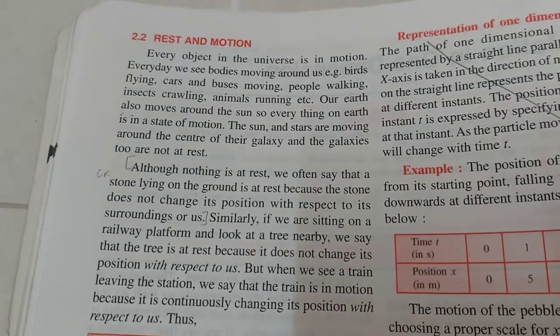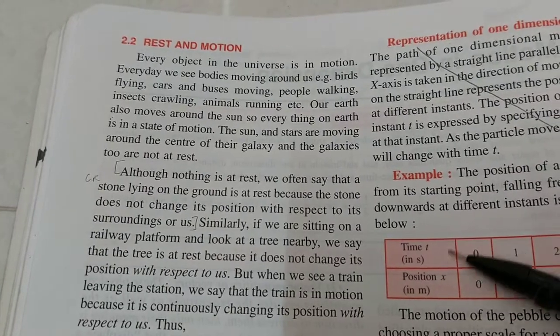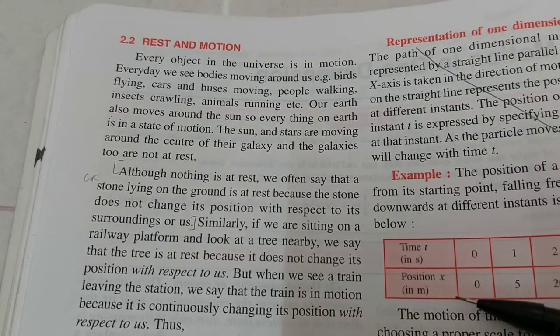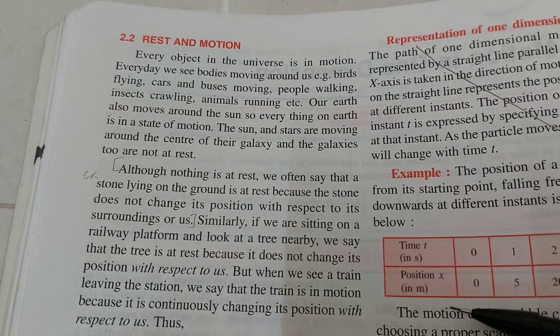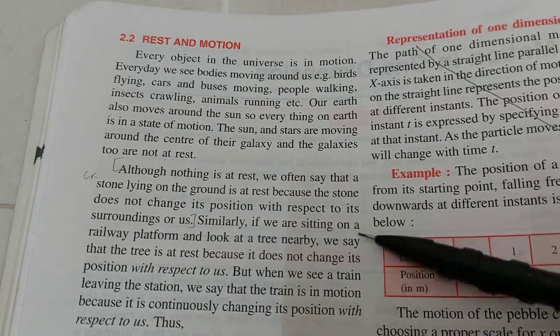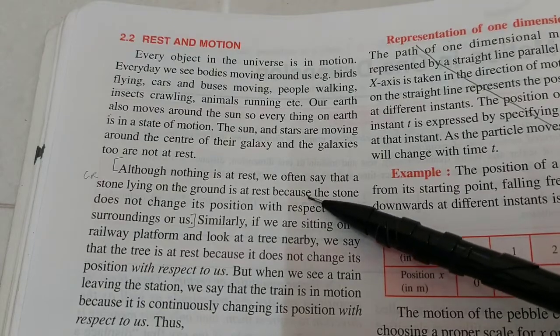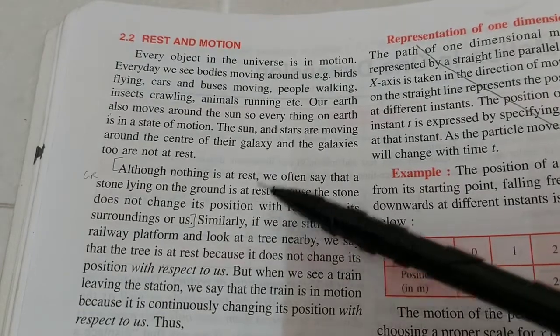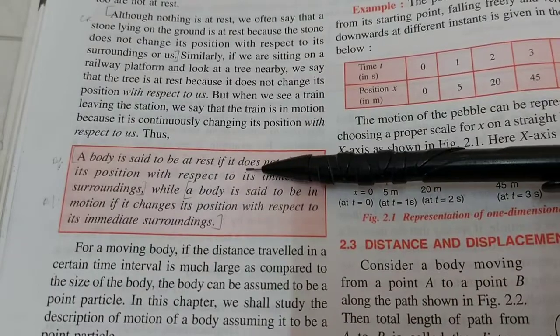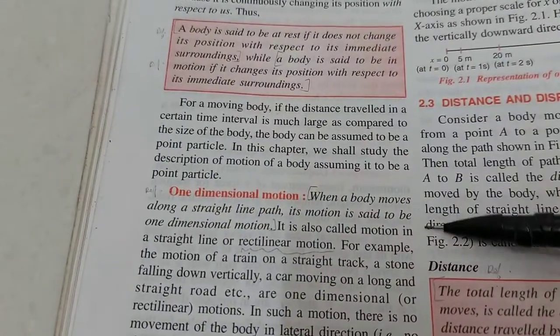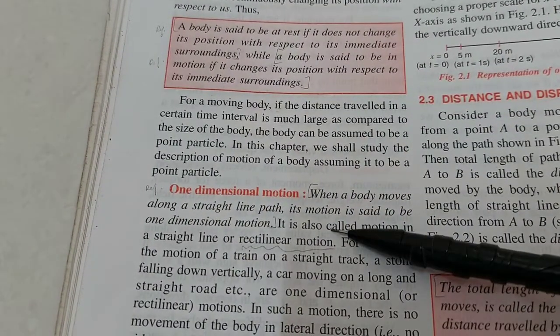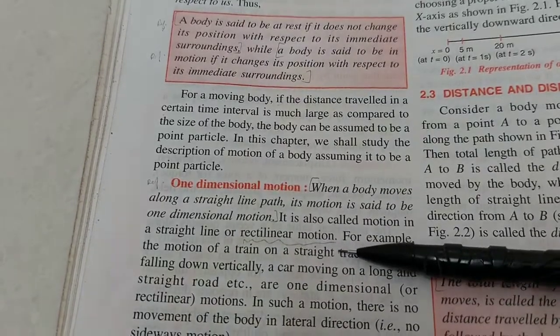Next topic is rest and motion. Absolutely nothing is at rest in the universe. Since the Big Bang, everything has been moving. However, if something is at rest with respect to its surroundings, we can define it to be at rest. So that's a good reason. The definitions are here. One-dimensional motion is a motion in a straight line. It is also called rectilinear motion.